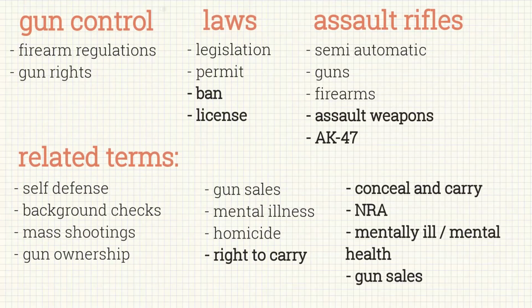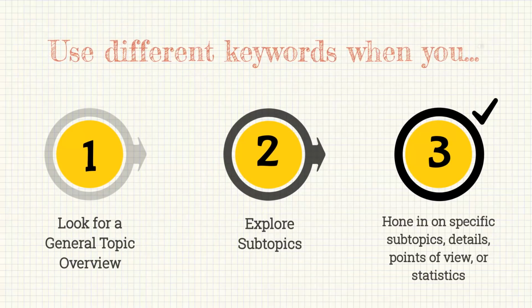It's a great idea to add the additional keywords that you find throughout the research process to your list. For example, we just added the terms assault weapons and ban, which we found were really effective when we searched EBSCOhost.